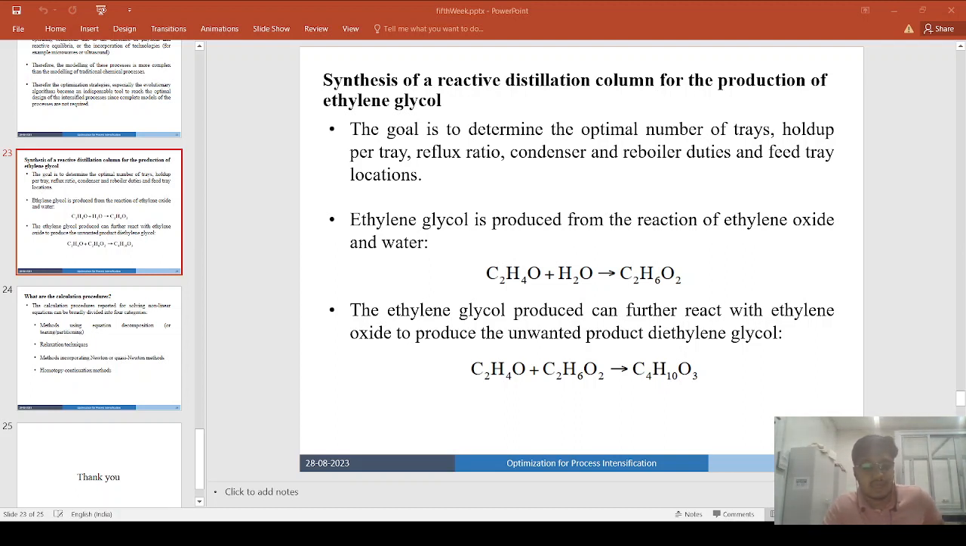But then the produced ethylene glycol can further react with the raw material ethylene oxide to produce an unwanted or undesired product, diethylene glycol. So the produced ethylene glycol C2H6O2 can combine with the original ethylene oxide C2H4O to give you diethylene glycol, which is C4H10O3, a byproduct which is undesirable. So the goal of the paper is to determine the optimal number of trays, optimal hold up per tray, optimal reflux ratio, and optimal condenser and reboiler duties and feed tray locations.